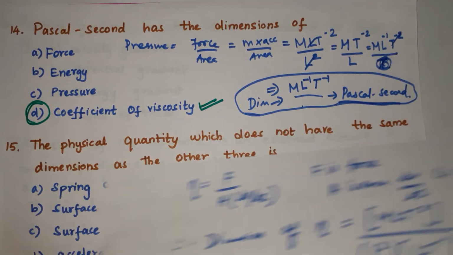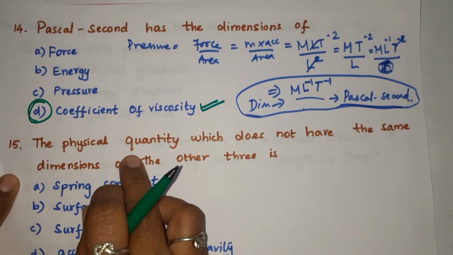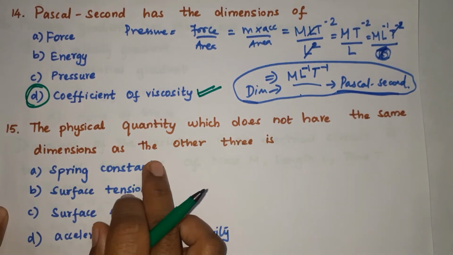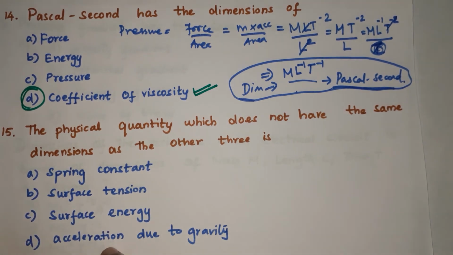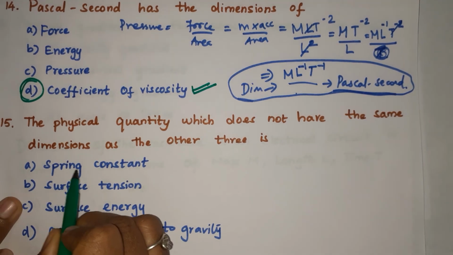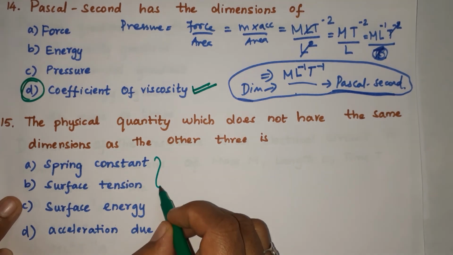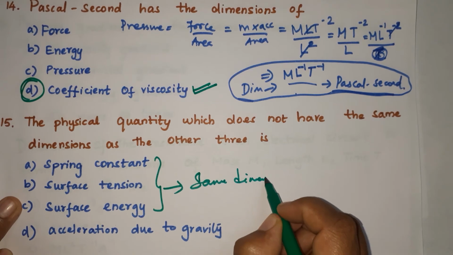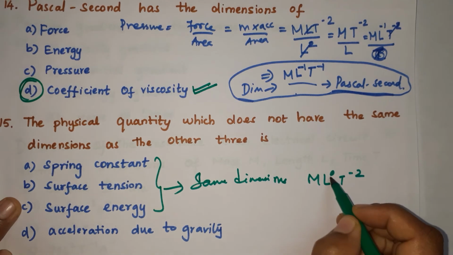Yes. Then last question. The physical quantity which does not have the same dimensions as the other three is: spring constant, surface tension, surface energy, and acceleration due to gravity. If you check, spring constant, surface tension, surface energy have the same dimension, that is M L naught T power minus 2.